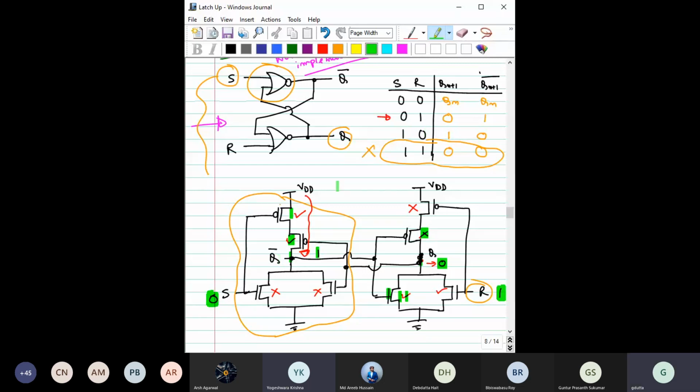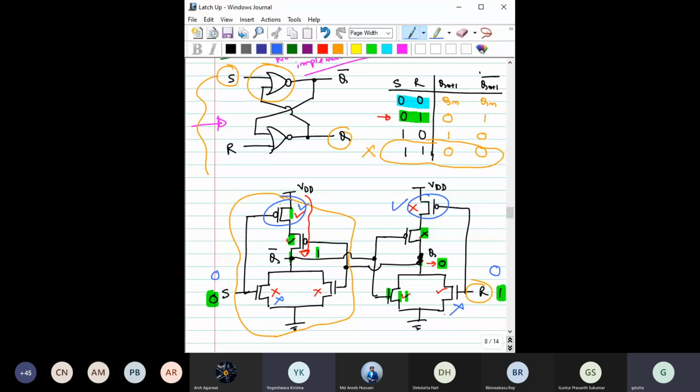Now let's say after this input, we apply the next input, 0 0, and see whether it can recall the previous state or not. So now we have applied 0 here, and here also we have applied 0. When you apply 0, that makes this transistor on, this transistor on, and that makes this transistor also on. Both of these transistors are on. This makes this transistor off, and this makes this transistor off.